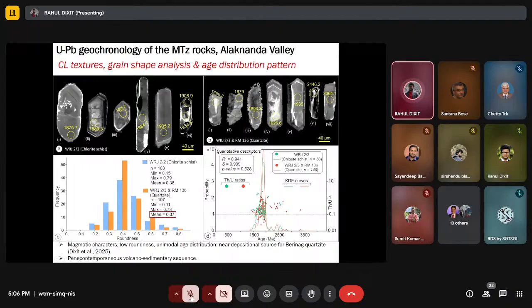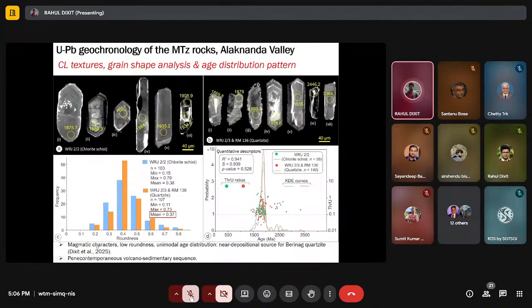We also compared the overall age distribution obtained from both rock types, chloride schist and quartzite, and we did some quantitative descriptor analysis. Here we can see that both samples, chloride schist as well as quartzite, essentially show a unimodal age distribution centered somewhere around 1800 Ma. Based on these values of R square, S, or the p value, which give the hint that the age distributions in both samples are quite similar to each other, they possibly have a similar kind of age distribution.